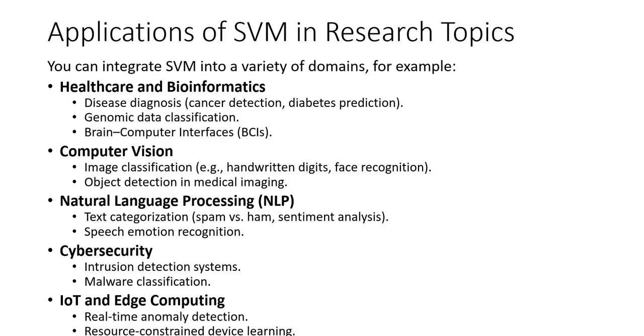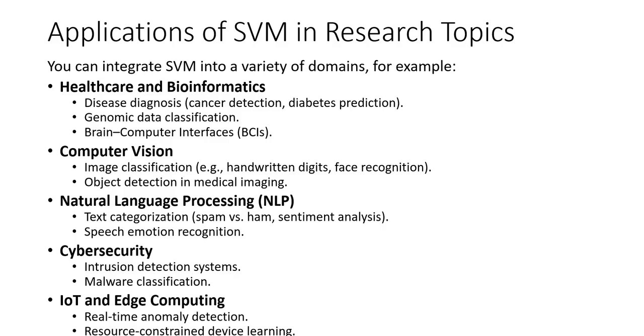For example, consider handwritten digit recognition. An image of handwritten numbers can be converted into numerical features. SVM can then learn the differences between various digits and classify a new handwritten image. SVM can also be used for face recognition, where extracted facial features are provided to the classifier to identify different classes or individuals.